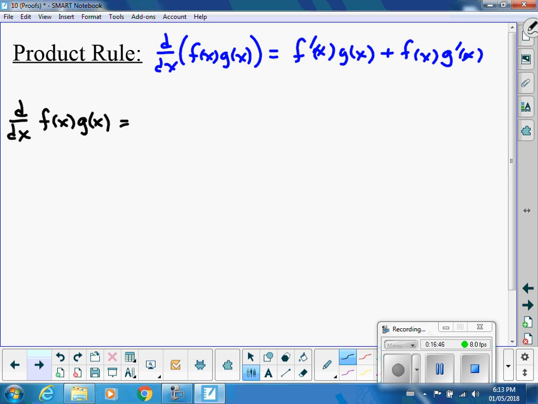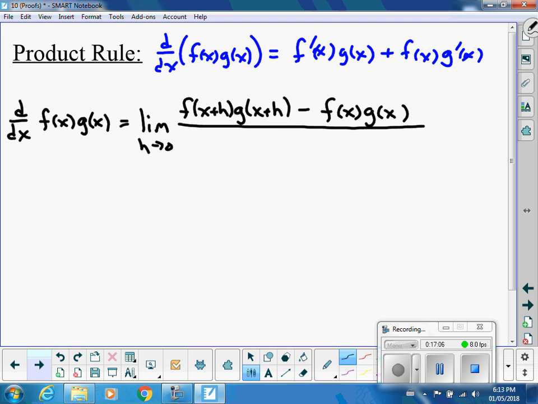Okay, so the limit of this, the substitution part still works the same. So the limit as h goes to 0 of, replace with x plus h in the first part, and replace with x in the second part. And that's all over h. There's not a lot I can do here, right? I don't have a function to substitute into.